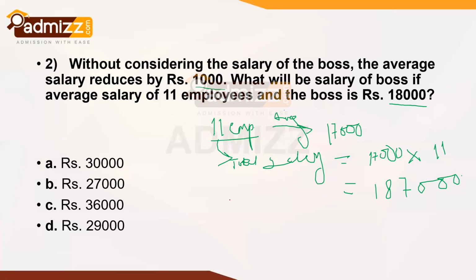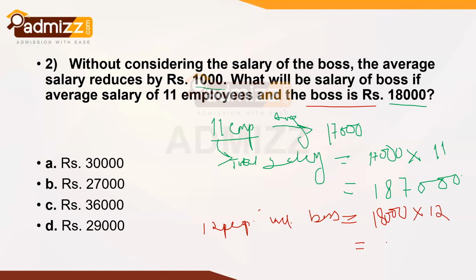Now, when we bring the boss into play, the total salary of 12 people, including the boss, is equal to 18,000, which is the average salary, times the number of people that are present, that is 12, which is equal to 216,000. So with this, we can directly find the salary of the boss.